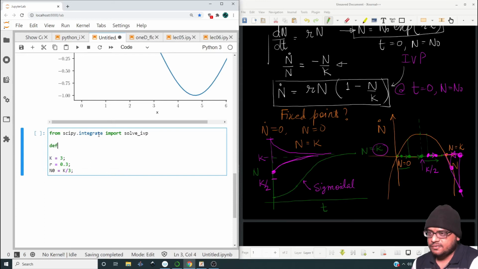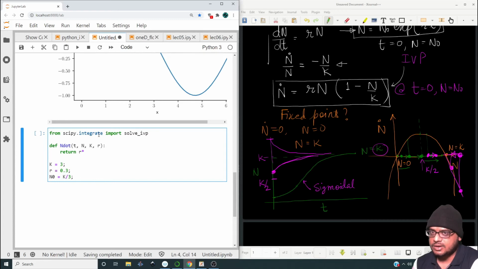So define n dot, and it will take as an input t, and n also, and the two parameters k and r. So these will be the inputs. Based on this, it should return us the right hand side. So it should return us r times n times 1 minus n upon k.